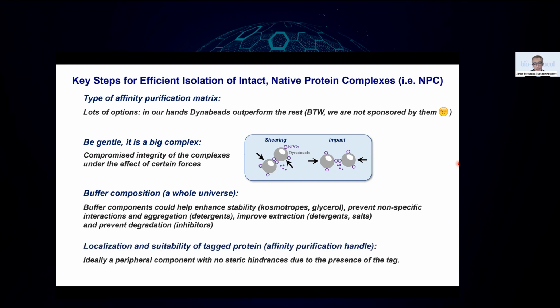And finally, something that we've also found potentially important is the localization and suitability of the tag protein, the handle protein that you're going to use to pull from your complex. In our hands, the tag that we usually use is protein A from Staphylococcus aureus, because it allows us to use just rabbit IgG in the matrix, which is quite cheap. But that doesn't mean that you cannot use any other. If you have a good antibody that is specific to your protein, go for it. It should work very nicely.